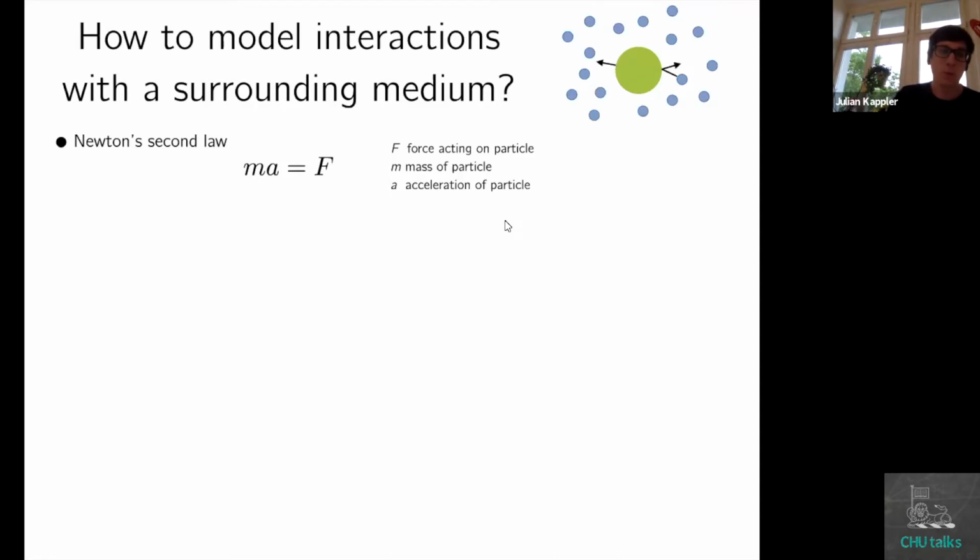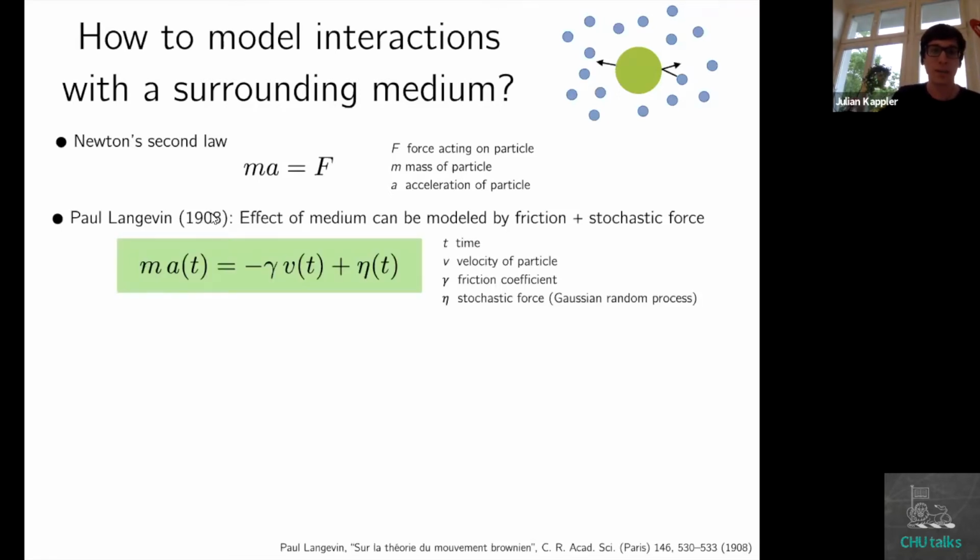And this problem was solved by Langevin in 1908. And he showed, building on work by Einstein, that the effect of the medium, so here the water molecules, can be modeled by having a special kind of force. So it's a sum of a friction force and a stochastic force. And so here you have the friction force. So you have an acceleration that goes against the current velocity and is proportional to some constant. And this is simply, if the particle moves like this, it will hit the water molecules and this will slow it down. So you have a friction force here.